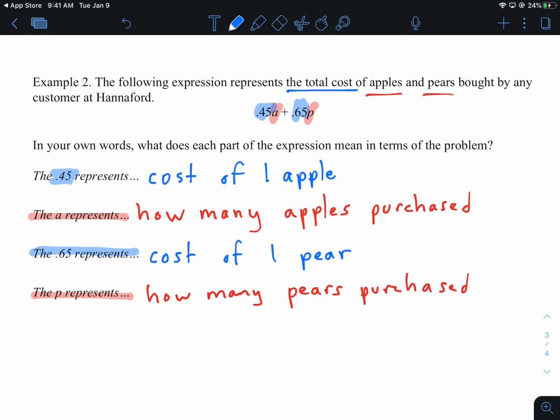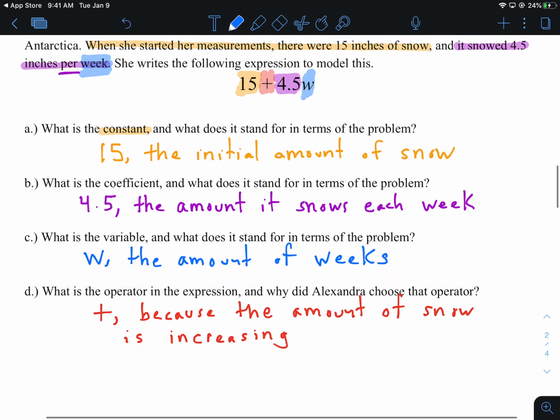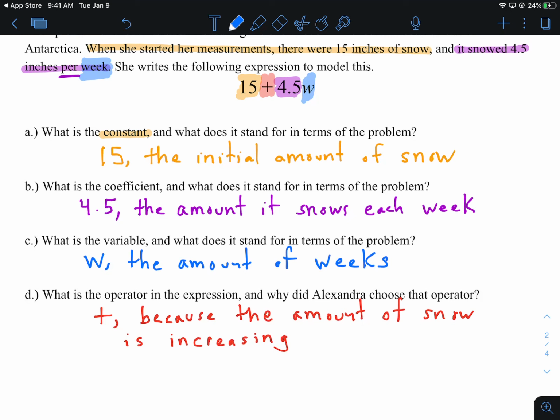So there we have some expressions in context where we've interpreted them. Do notice how I've used more than just one word. Try to use phrases like cost of, how many, for each. Make sure you answer in complete thoughts. All right, hope this was helpful.